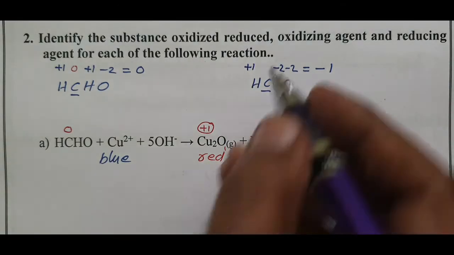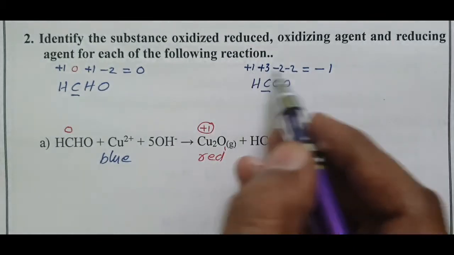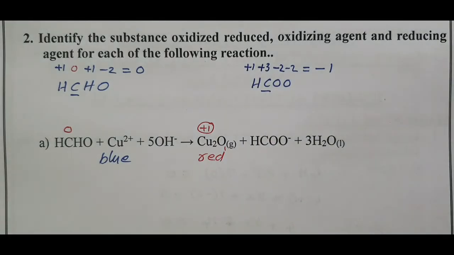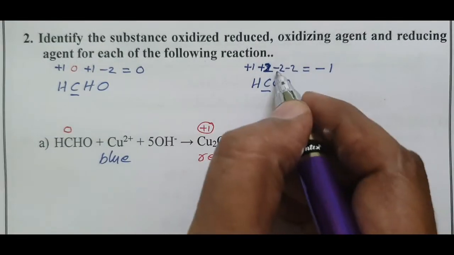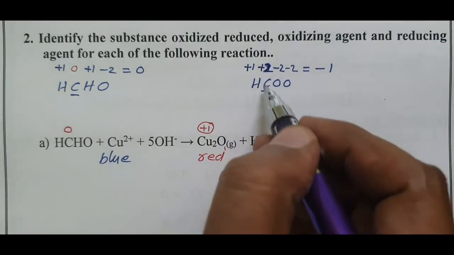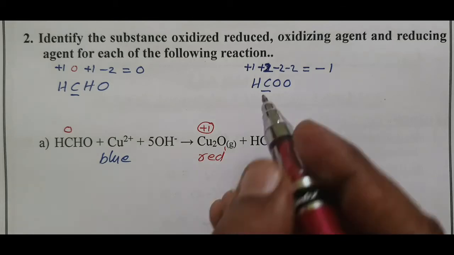Therefore here when you put plus 3, now what is the total oxidation state? Plus 2 plus 3 minus 4 equals minus 1. Plus 3 minus 4 equals minus 1. So the carbon oxidation state in formate ion is plus 2.